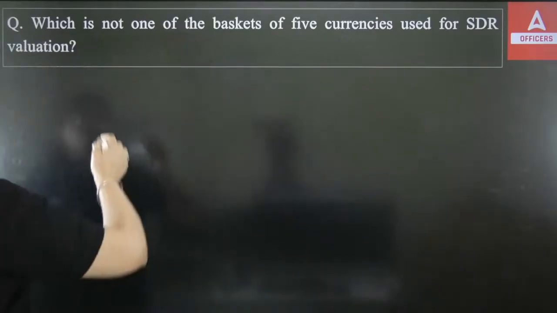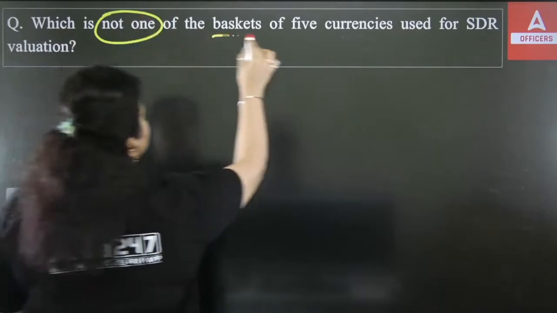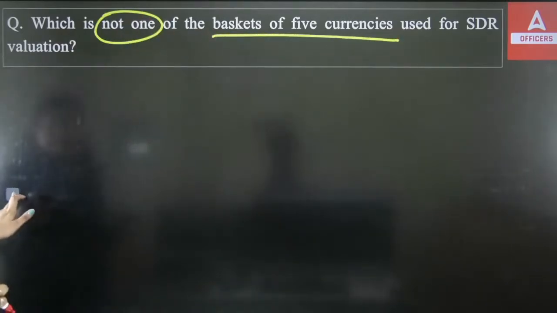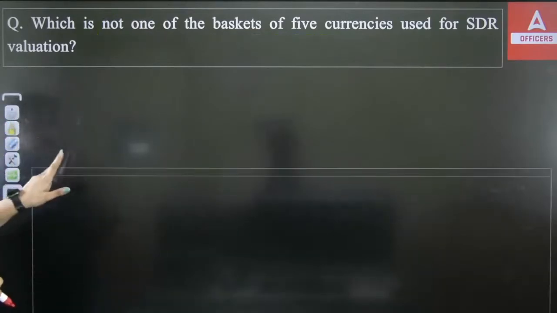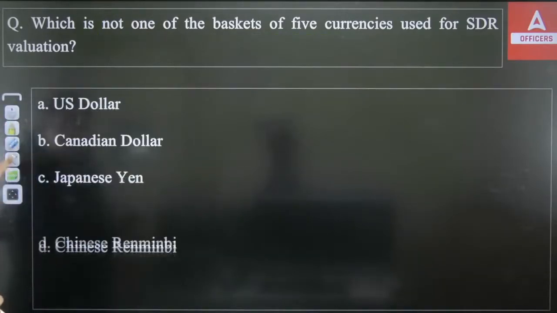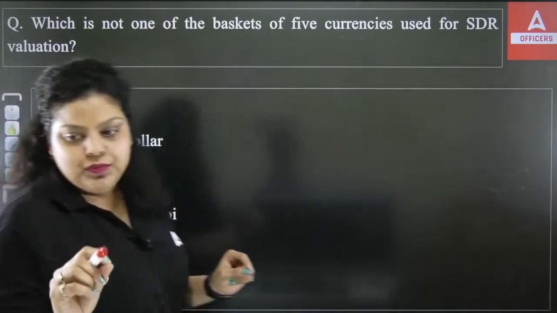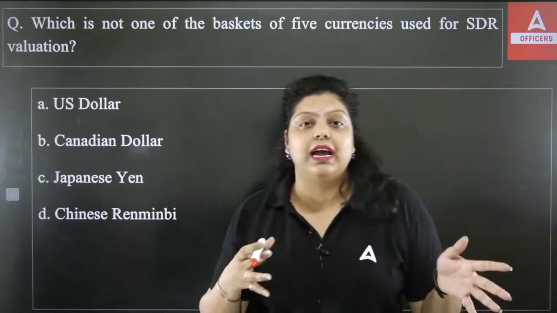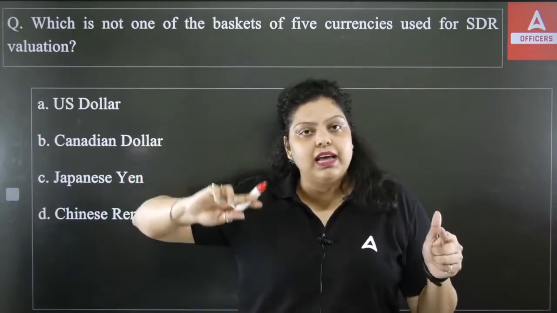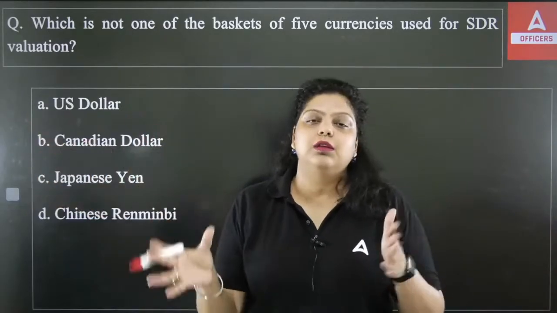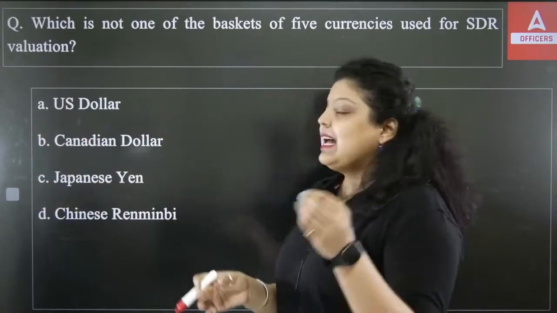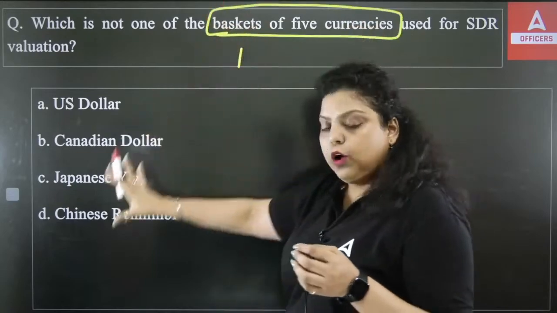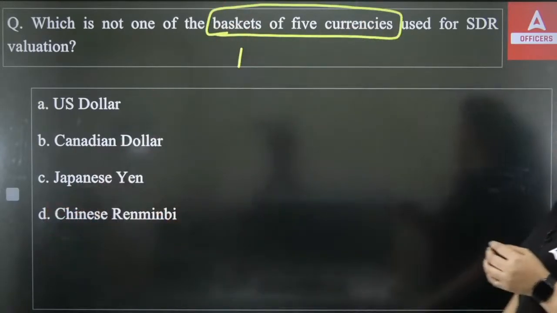Next, we have: which of the following is not one of the basket of 5 currencies that has been used for the SDR by IMF. So SDR valuation will be decided by IMF on the basis of the 5 currencies that I have recently told you, that SDR is a group, a basket of currency. Its value earlier used to be decided on the basis of gold, but after a certain time it was decided on the basis of dollar's value. So it has 5 currencies, that's why it is known as a basket of 5 currencies. And which of the following is not a part of your basket of currency? Let me know.